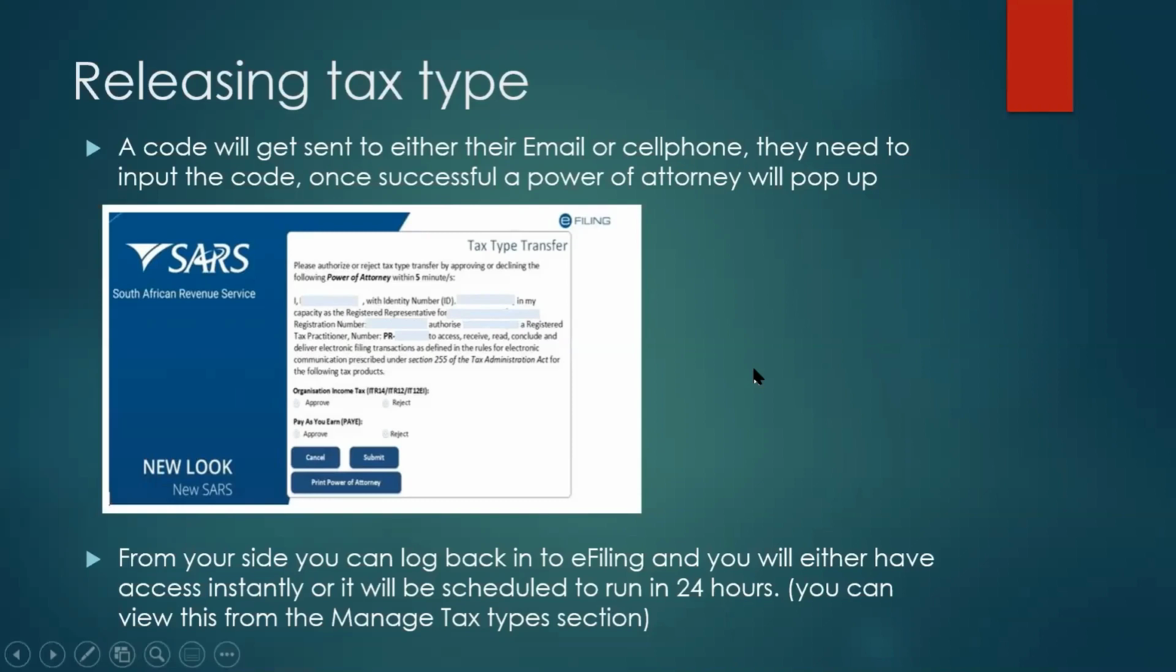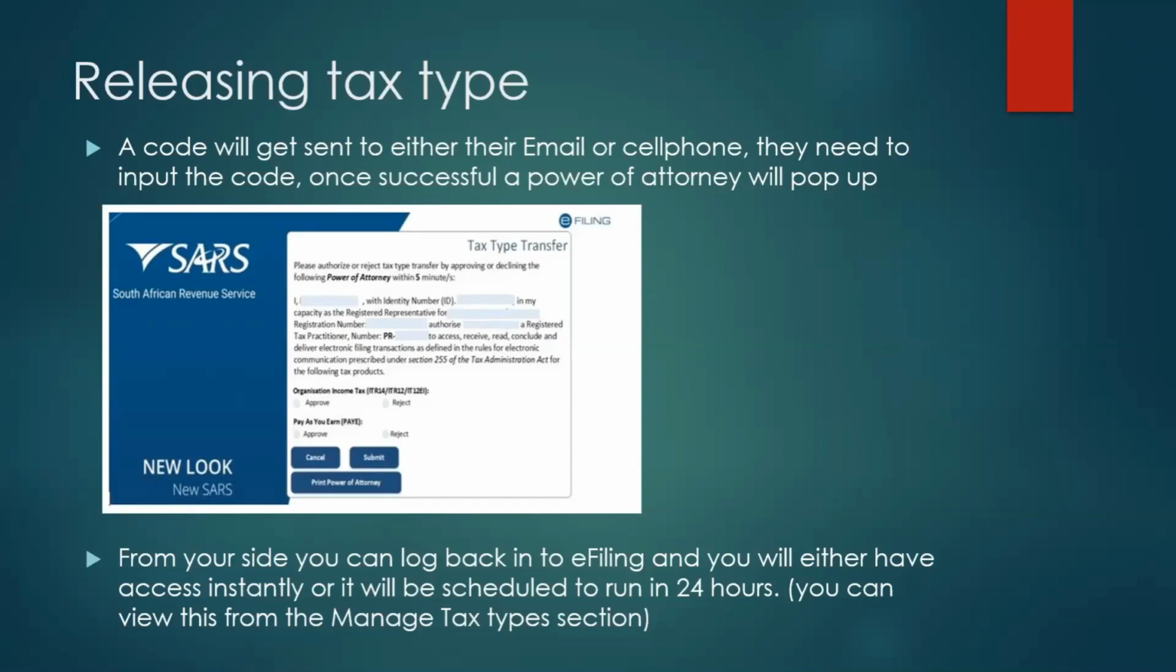Now, from your side, once they've submitted, you as a tax practitioner, whatever email has been registered under that profile, it's going to be sent to you, and it's just a copy of the power of attorney indicating that the registered representative has actioned the release for these specific tax types. If the request has been rejected, then you'll get a note as well to indicate that it has been rejected.